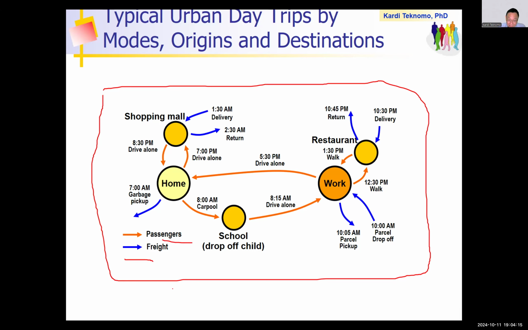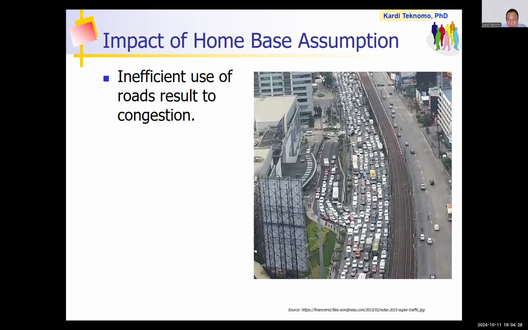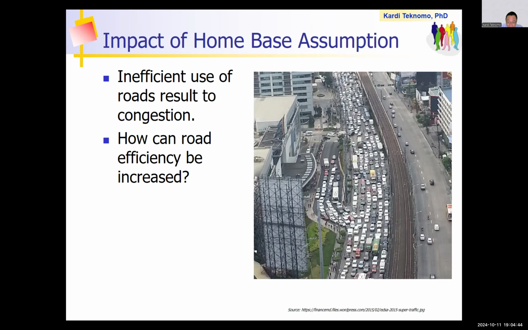Is this clear or not? So there's an impact on this traditional method of what is called home-based assumption. And this is the actual problem of the traditional method. Can you see in the diagram here?